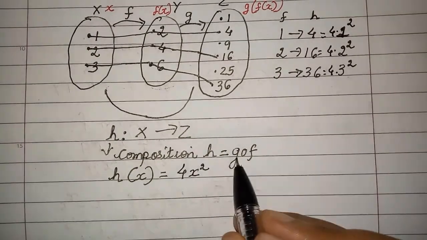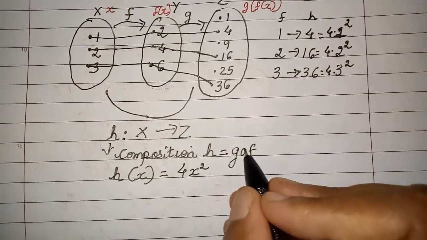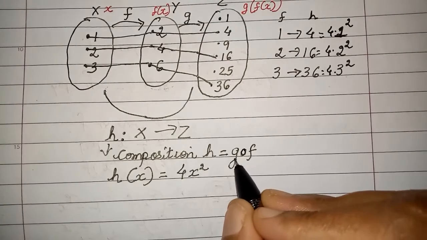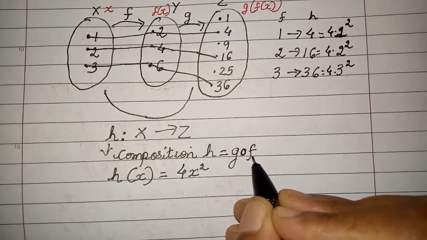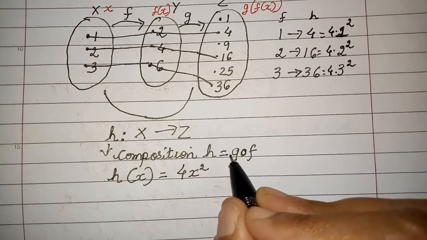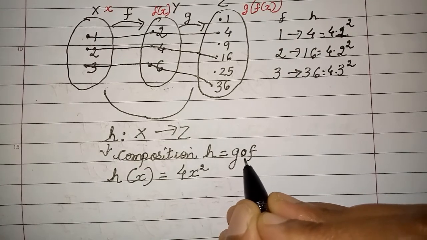So this is how the composition of functions f and g is done, and it is denoted as g with a small o put, and it is read as g composite f. That means for getting the function h, I am operating my function g on my function f. So it is written as g composite f.